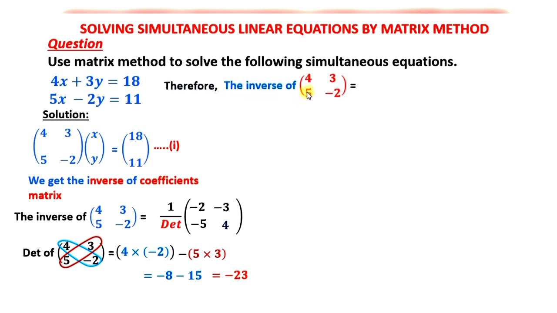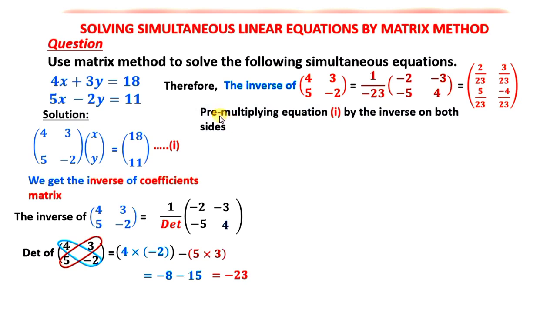the inverse of the coefficients matrix will be obtained as 1 over the determinant, which is negative 23, times the matrix negative 2, negative 3, negative 5, 4, just as we have right here. And this simplifies further to 2 over 23, 5 over 23, 3 over 23, negative 4 over 23. That is when we multiply every element in this matrix by 1 over negative 23.